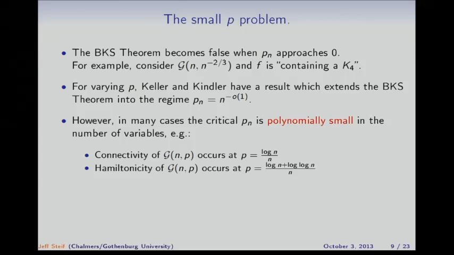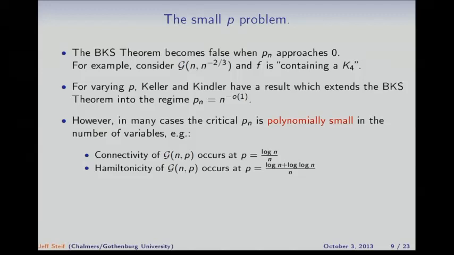Another one is Hamiltonicity. Hamiltonicity means the graph contains a Hamiltonian cycle. That's simply a cycle that goes through all the vertices. So you could ask, does your graph have a Hamiltonian cycle in it? And it turns out the correct value of p to study that problem is log n plus double log n over n. At this particular value of p, the probability of having this Hamiltonian cycle is bounded away from 0 and 1.